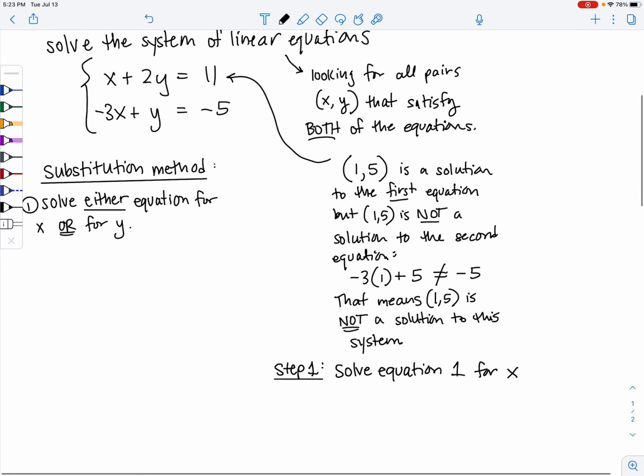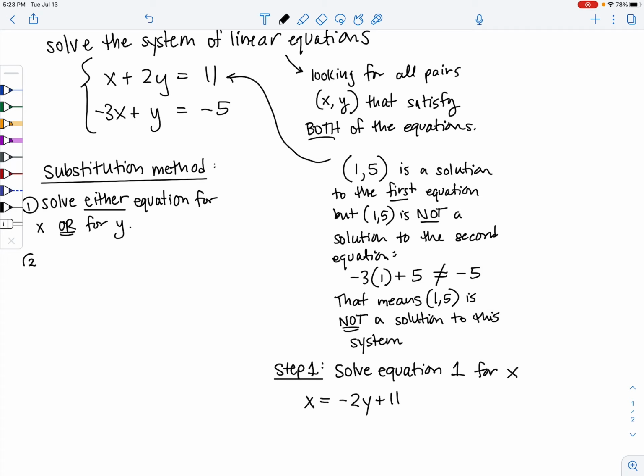All right, so there's my step one, solve equation one for x. And I like to write down what I'm doing so that I remember what I did later. So that would be, I'm going to subtract 2y from both sides. So x equals 2y plus 11. So that's just another way of writing the relationship between all of the x's and y's that are solutions to equation one.